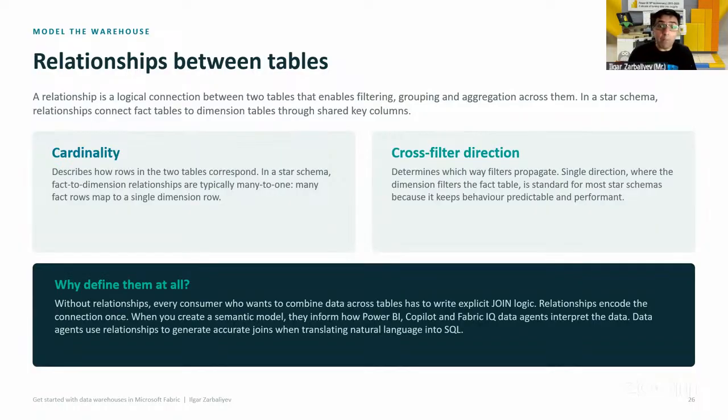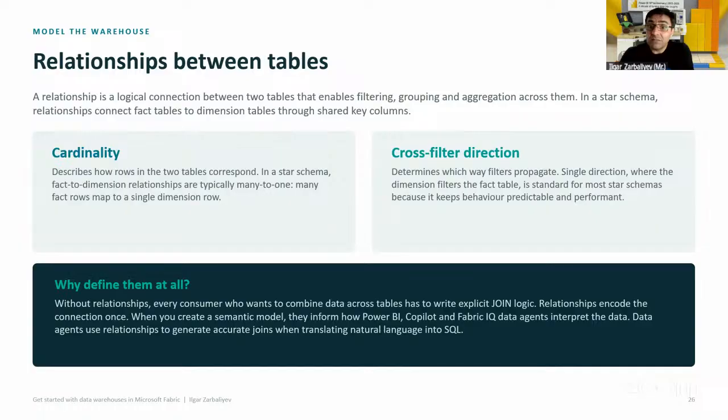And why bother at all? Look at the dark box. Without defined relationships, every consumer who wants to combine data across tables needs to write explicit join logic correctly every single time. Relationships eliminate that repetition by encoding the connection once.